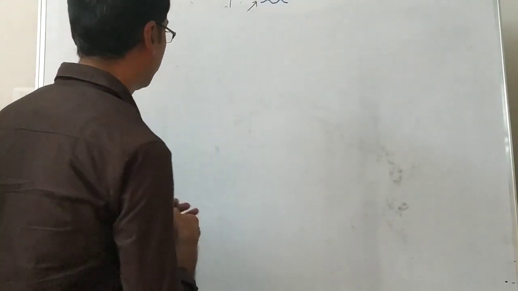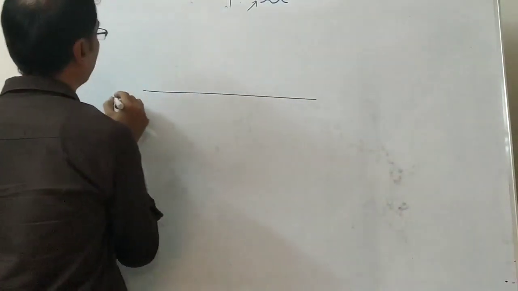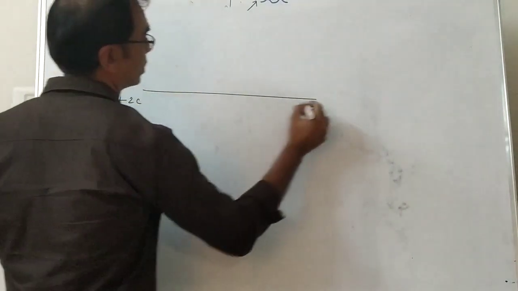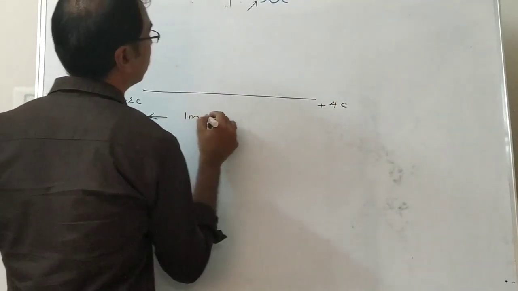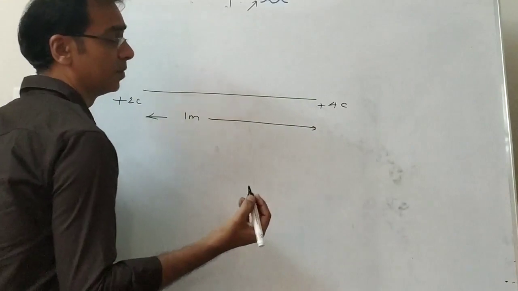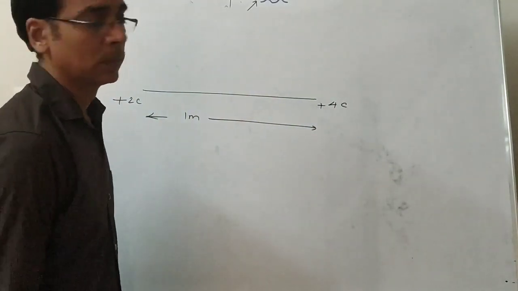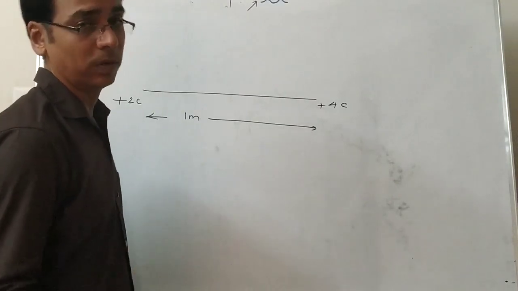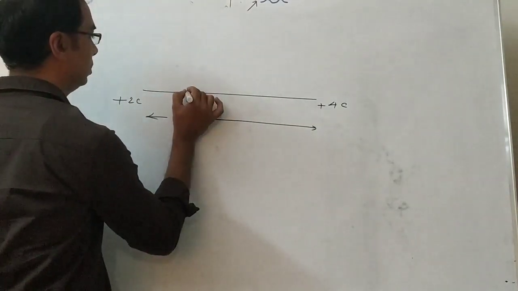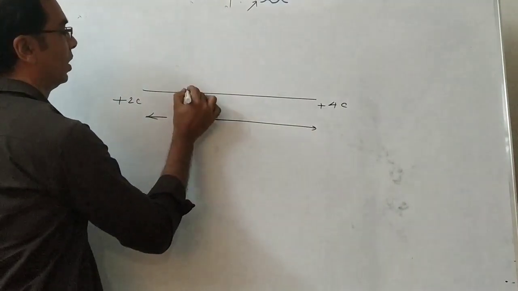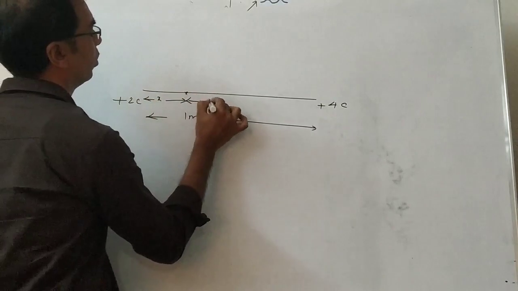If I say equilibrium problems, how will those questions be asked? You say that, okay, this is plus 2 coulomb, this is plus 4 coulomb, the separation between them is 1 meter. Find where the electric field is 0 on the line joining the 2 charges. Electric field 0 means equilibrium, net force 0. So we will say that it will be closer to the smaller charge, somewhere here. This is x, then this will become 1 minus x.